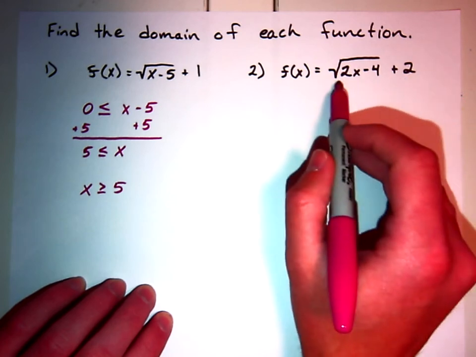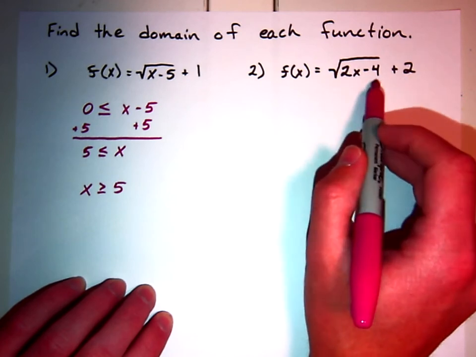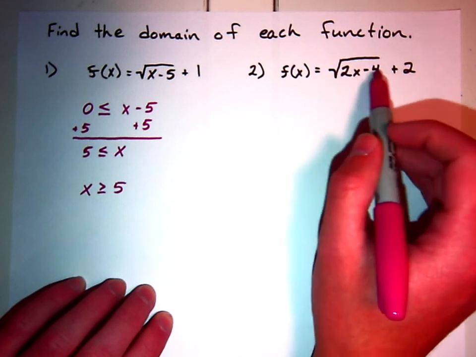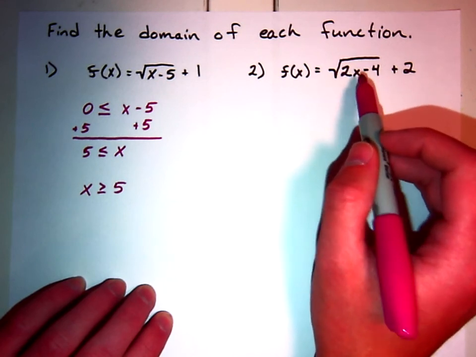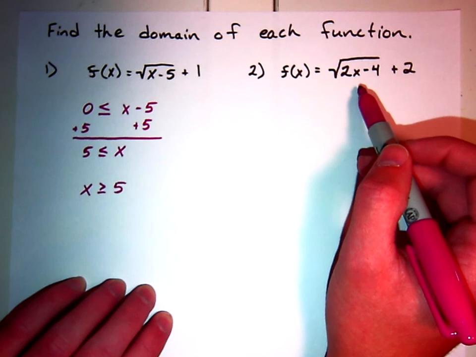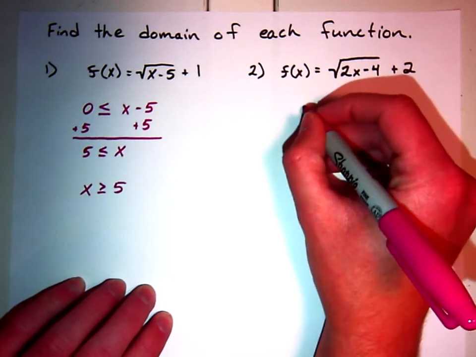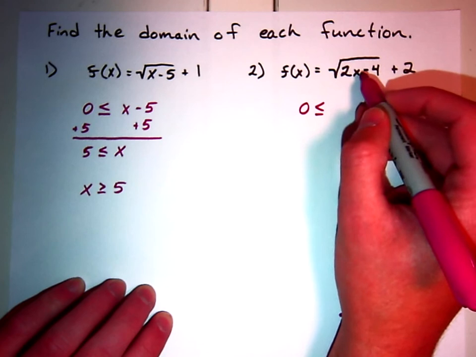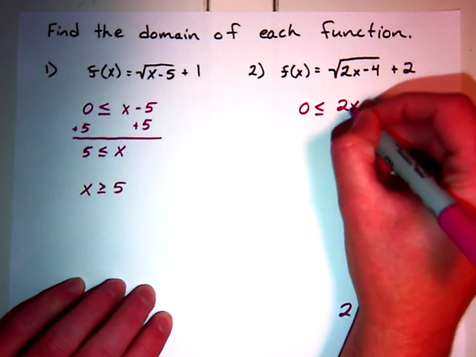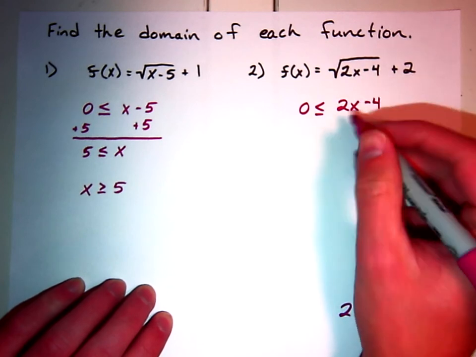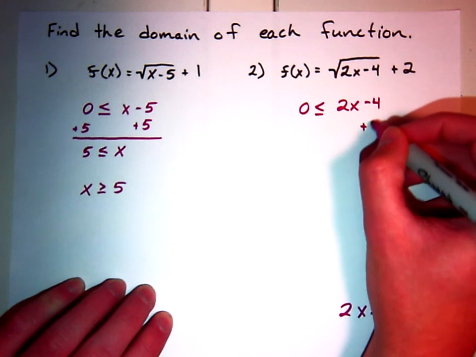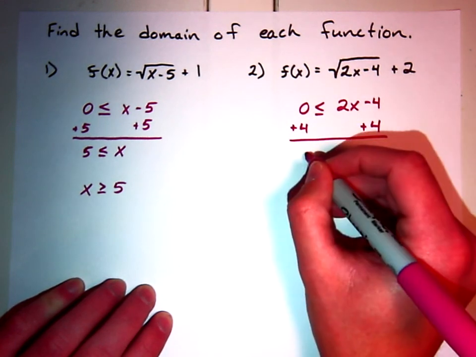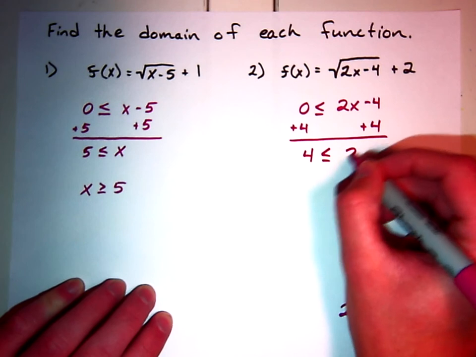That's not going to change the values we could plug in for our domain. What's going to affect it is what is in this radical, so our square root of 2x minus 4. Whatever it solves out to be, this has to be 0 or greater. So it must be 0, the lowest number that what is in here can be, and what is in here is 2x minus 4. Then we start doing inverse operations. We add 4 to both sides, and we get 4 is less than or equal to 2x.